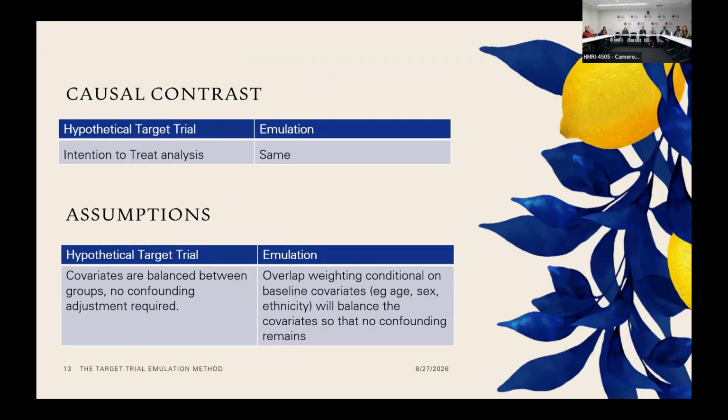Then the assumption is that, as I said before, the covariates are balanced between the groups and there's no confounding adjustment required. That's our normal standard assumption when doing an RCT. So in the emulation, it again comes back to this overlap weighting conditional on baseline covariates, that the assumption is that this is going to work and balance the covariates and we won't have any residual confounding, which we can't really assume, but that's the assumption, I think.